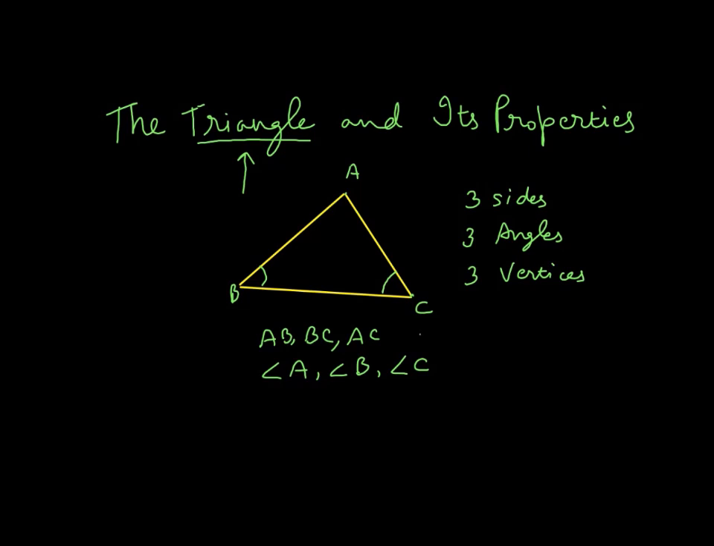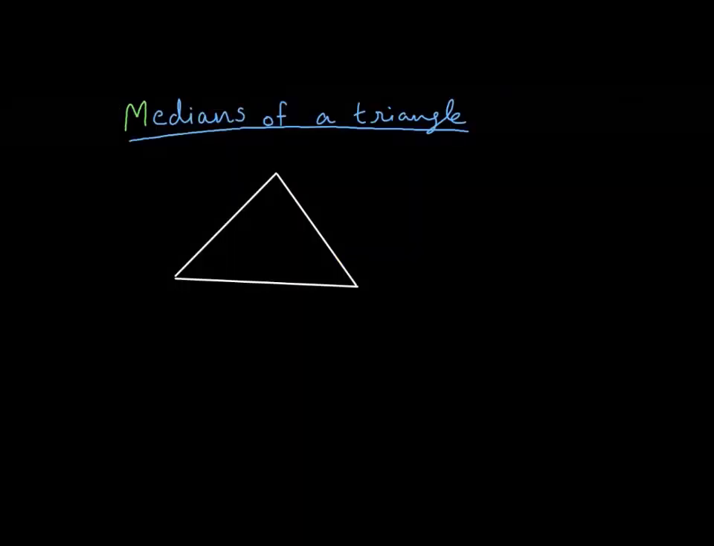Now these two things, the sides and the angles, are called the elements of a triangle. So a triangle has 6 basic elements, 3 sides and 3 angles. Next, let us learn about medians of a triangle.